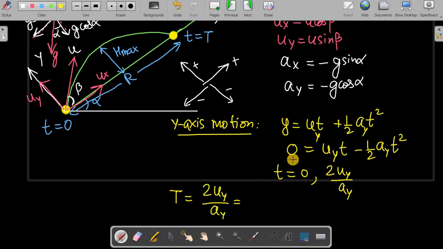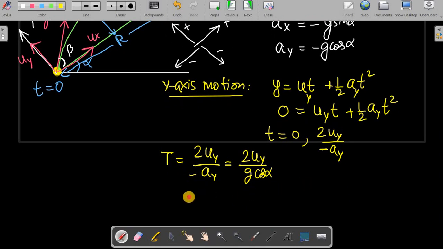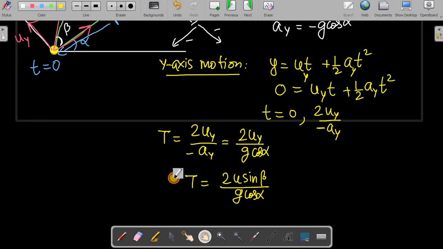What is the ay value? Of course, here I have put minus, so this is just the magnitude of that, okay, here with the sign. If you want, you can keep just a1, and here it will be minus a1. So when you substitute, you get 2 uy. You can substitute the uy value also, if you want. Otherwise, ay is equal to g cos alpha. So the time of flight t will be given by this equation: 2 uy, which is u sin beta, by g cos alpha. The time of flight will be given by this equation.